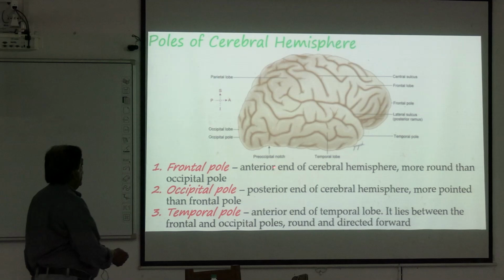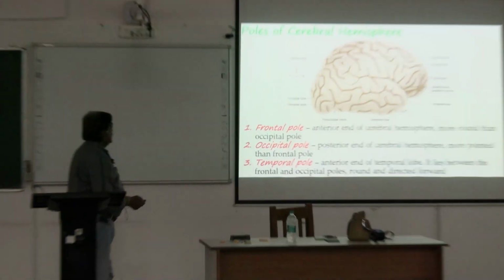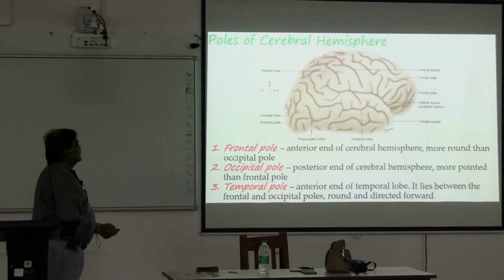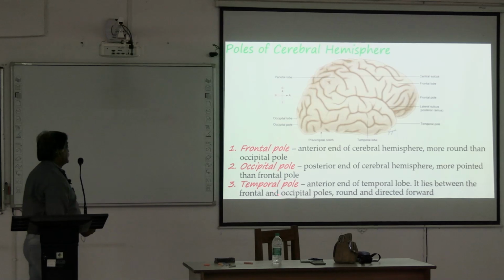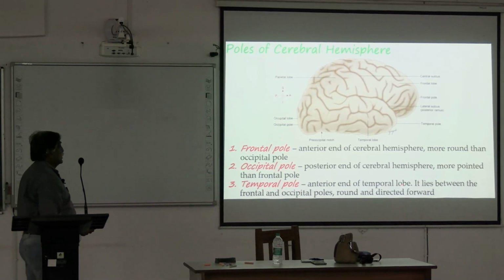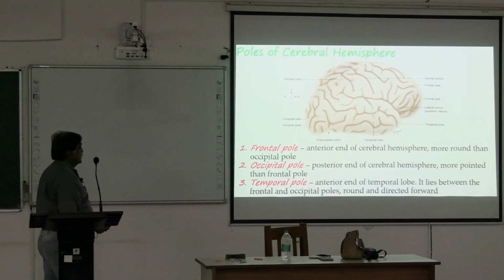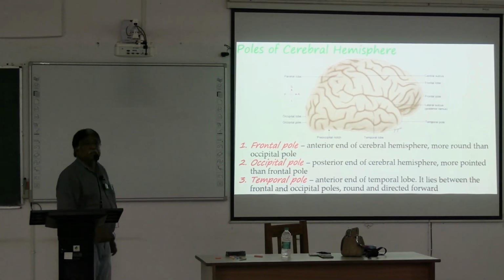Now, frontal pole, anterior end of the cerebral hemisphere, more round than occipital pole. Occipital pole, posterior end of the cerebral hemisphere, more pointed than frontal pole. Now, temporal pole, anterior end of the temporal lobe, it lies between the frontal and occipital lobe, round and directed forward. This is the anatomical position.